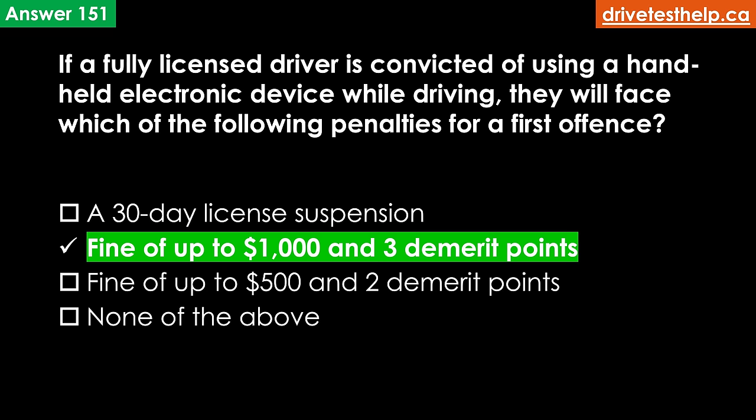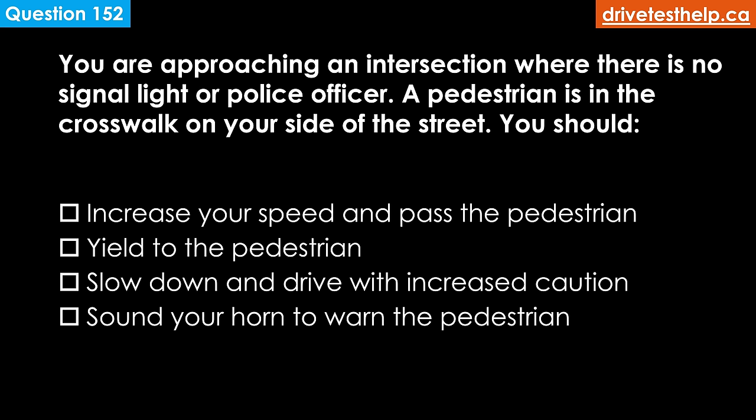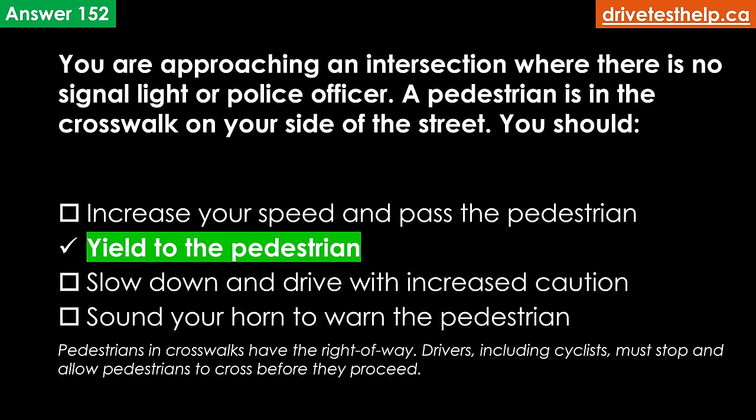You're approaching an intersection where there is no signal light or police officer. A pedestrian is in the crosswalk on your side of the street. You should increase your speed and pass the pedestrian, yield to the pedestrian, slow down and drive with increased caution, sound your horn to warn the pedestrian. The correct answer: yield to the pedestrian. Pedestrians in crosswalks have the right of way. Drivers, including cyclists, must stop and allow pedestrians to cross before they proceed.